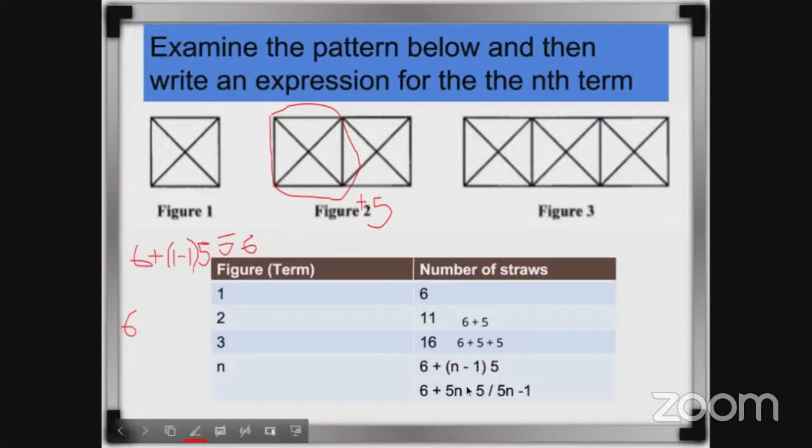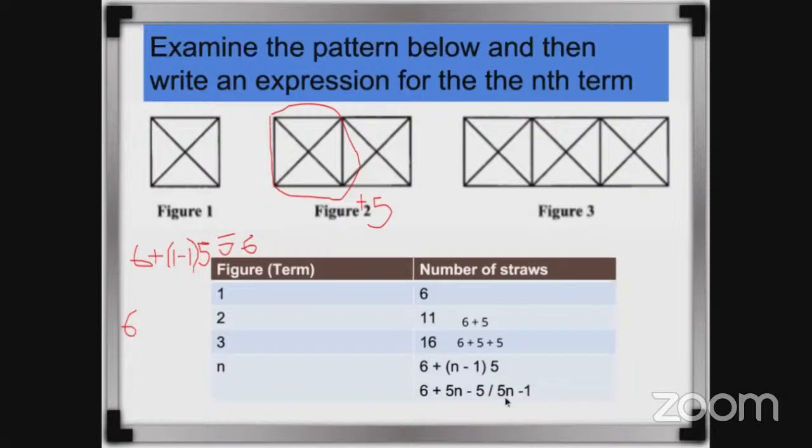And of course, you can rearrange from here. We would have 6 plus open bracket n minus 1 close bracket times 5, so we'd have expanded. 5 times n gives us 5n. 5 times negative 1 gives us negative 5. And then you can simplify. So it is 5n, still being a positive 5n. 6 subtract 5 gives us 1. So this here is the same as 5n plus 1.